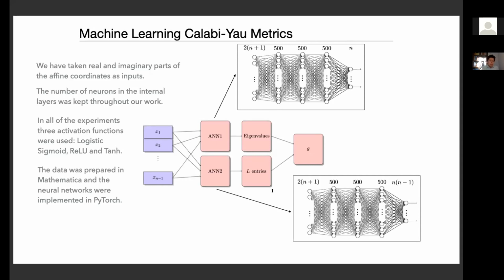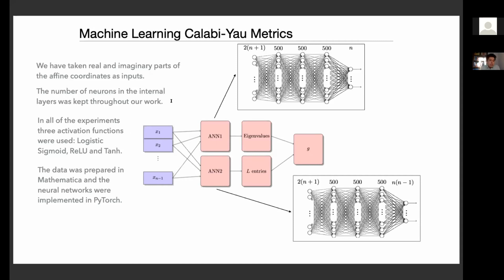So in all of the experiments, we kept the number of neurons fixed, as I mentioned. We work with different activation functions. We used logistic sigmoid, ReLU, and hyperbolic tangent. And these neural networks were implemented in PyTorch, as I mentioned, but the data was prepared in Mathematica.